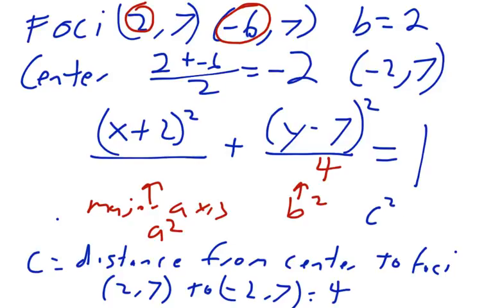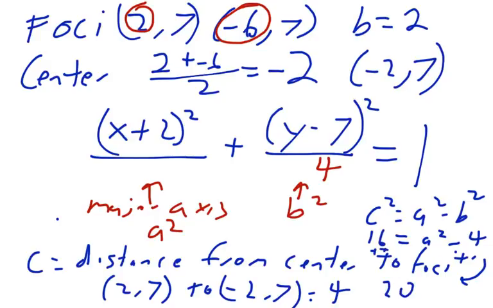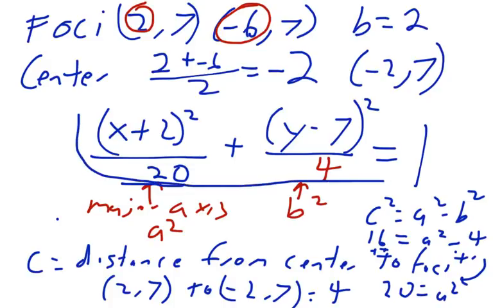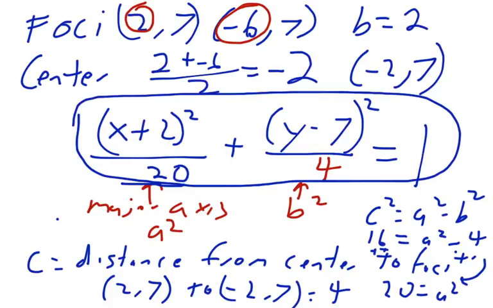So remembering that c squared equals a squared minus b squared, and I got c is equal to 4, I wind up with 16 equals a squared minus 4. So if I can just go down here, I'm going to add 4 to both sides, and I got 20 equals a squared, and since this is a squared underneath, I'm going to just put my 20 right in there, and there is my equation based on the given information.